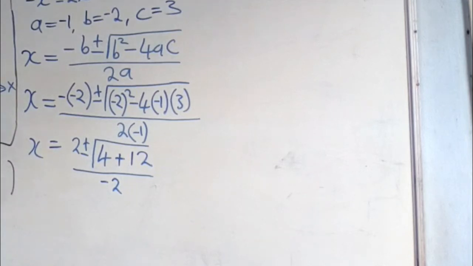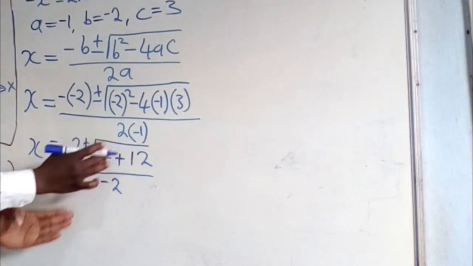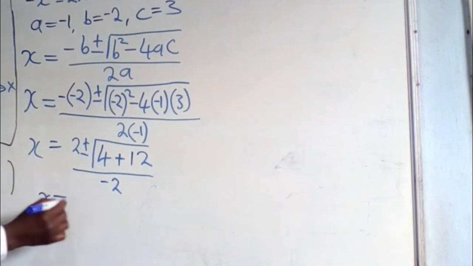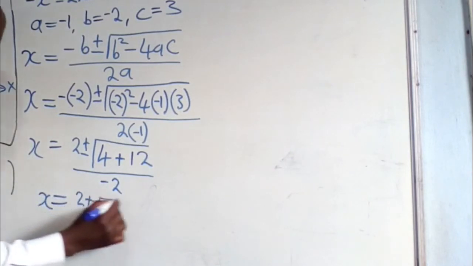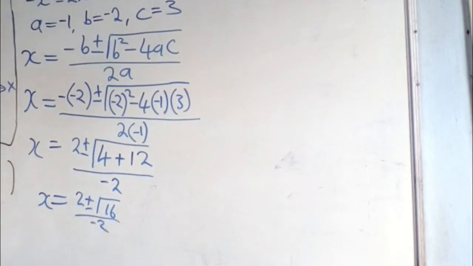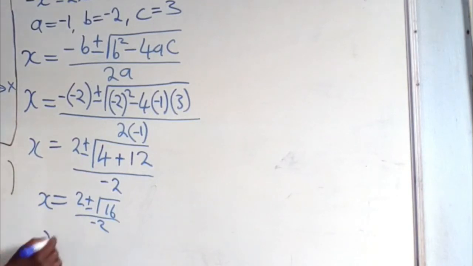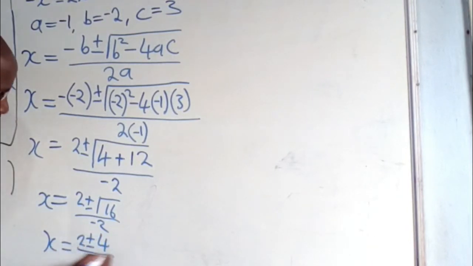From here, you deal with what is in the root. 4 plus 12 is 16. So this comes to x is equal to 2 plus or minus root 16 over -2. I have to explain why we put plus or minus there. It means the square root of the number inside this root can be a positive number or a negative number. Hence, there should be two ways of mathematical operations, that is plus or minus. Then what is the square root of 16? It's actually 4. Hence we have x is equal to 2 plus or minus 4 over -2.